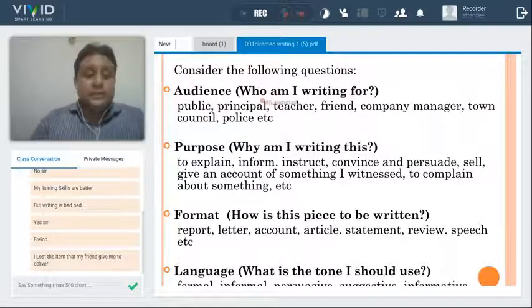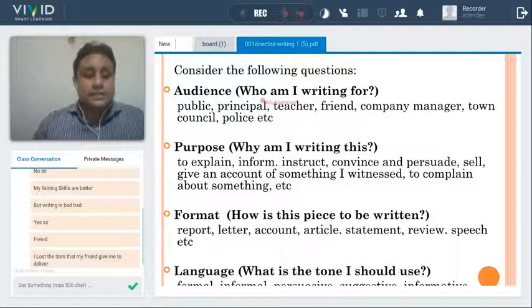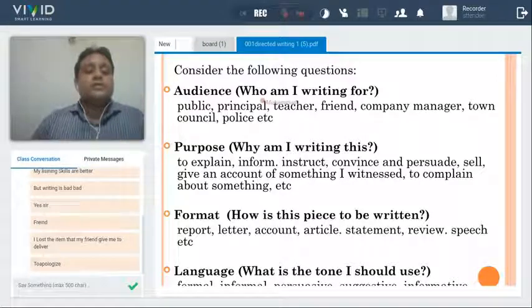Actually, that is the situation. That's the situation you just wrote: that you lost the item that your friend gave you to deliver. That is the situation. Why are you writing? You are writing this letter to apologize. To apologize. Okay? Exactly. To apologize, because you lost that precious item that was supposed to be delivered to a relative. Okay? So your purpose here in this letter is to apologize.